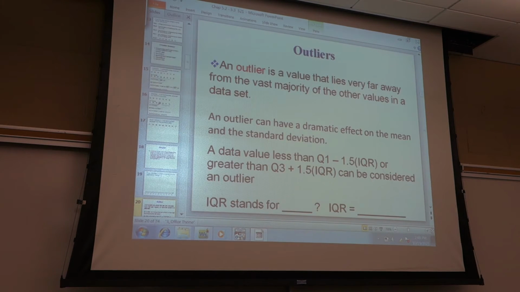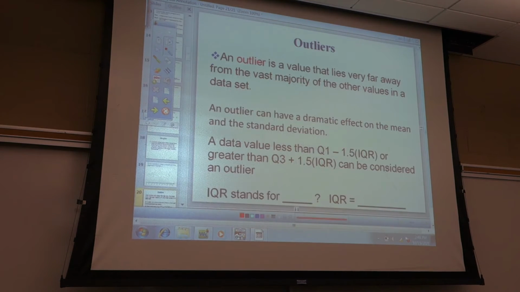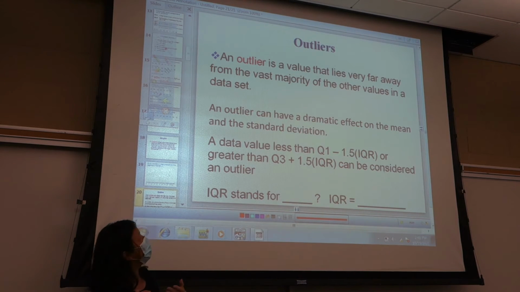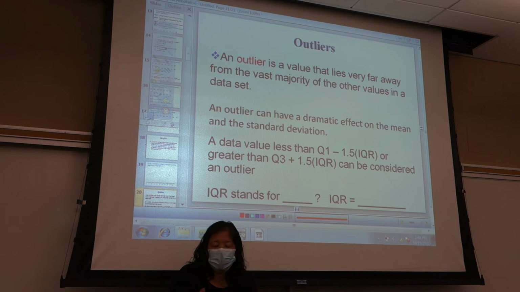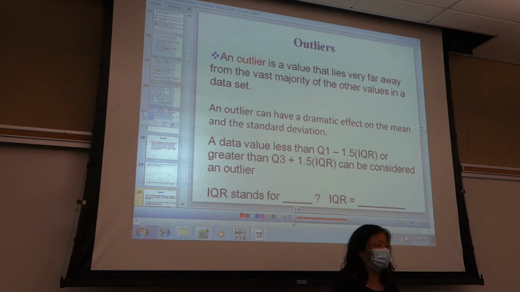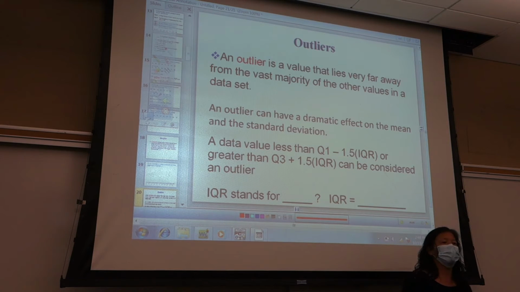Okay, outliers. Again, remember those are values that lie very far away from the mean, or from the vast majority of other values. And it can really affect the mean and standard deviation. The definition of one is any value that's less than Q1 minus 1.5 IQRs or greater than Q3 plus 1.5 IQRs is considered an outlier.